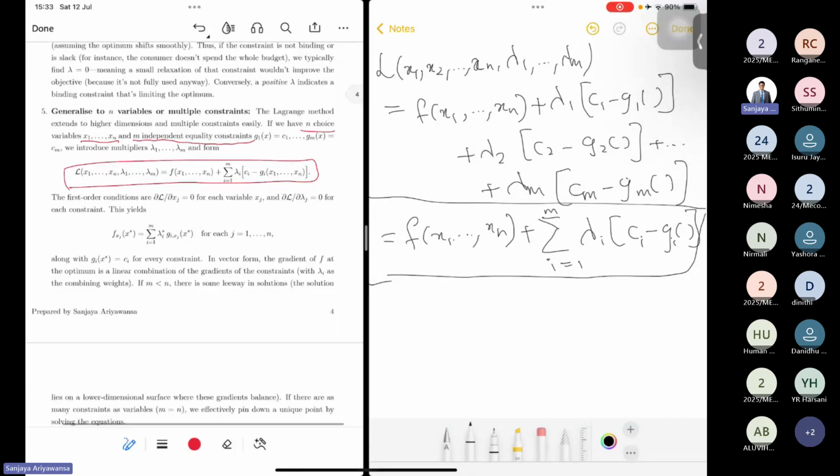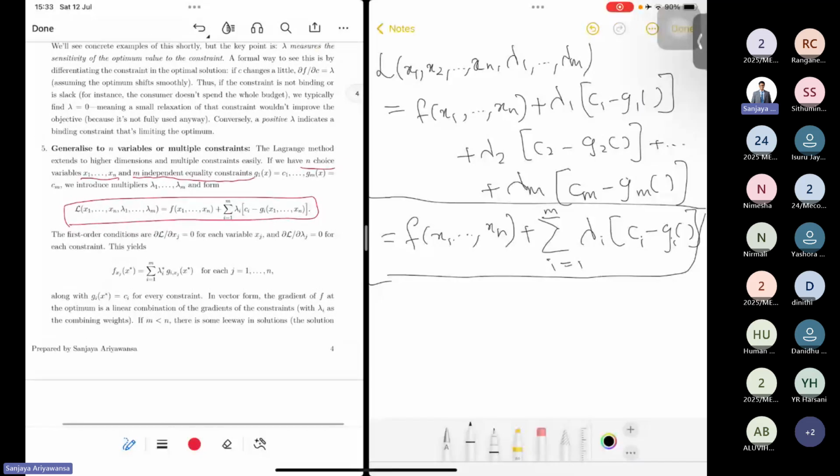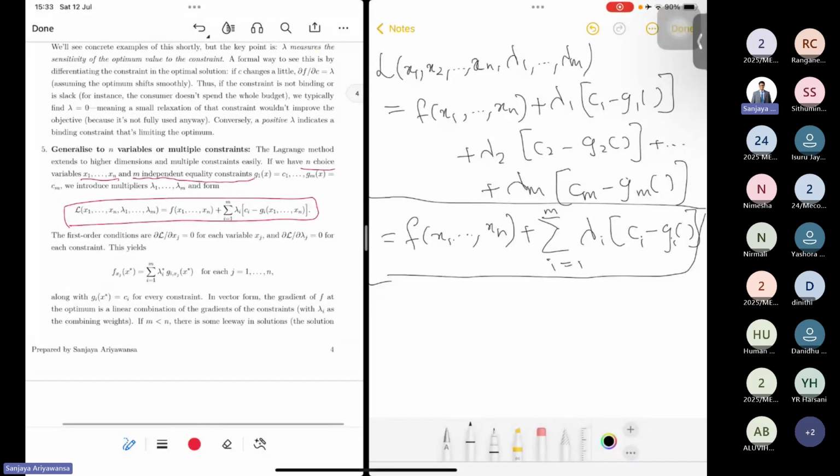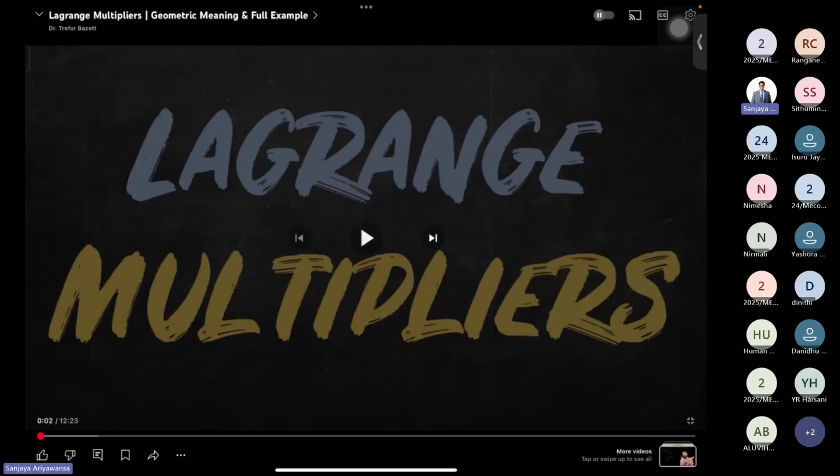Okay, now, before we go to solving an example problem, I want us to watch this particular video to get a visual understanding of what this Lagrangian multiplier method is. Let me know if the audio is not clear.